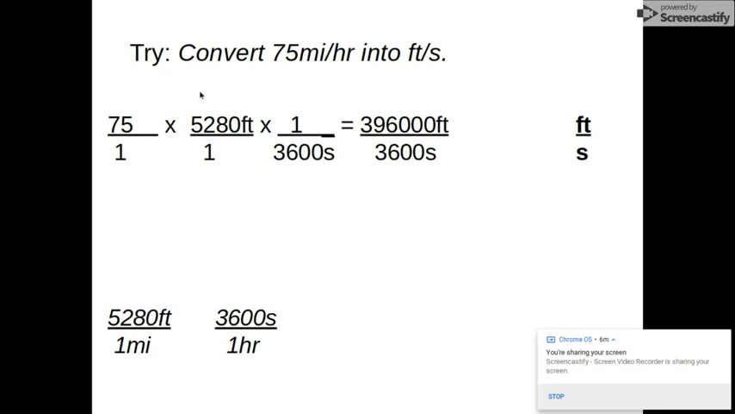So now we can multiply straight across. 75 times 5,280 times 1 gets us 396,000 feet in the numerator. 1 times 1 times 3,600 seconds gets us 3,600 seconds in the denominator. Reduce that, and that gets us 110 feet per second. So even though this looks a little bit more complicated, we're using rates instead of just single values. Really, it's not that much more difficult.